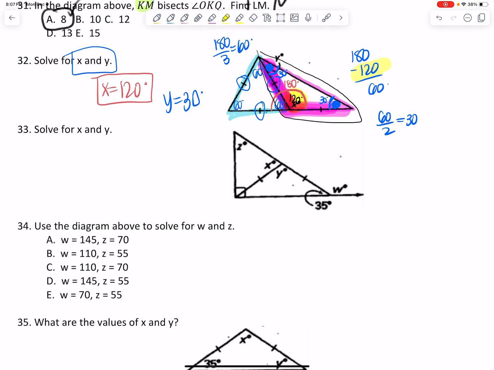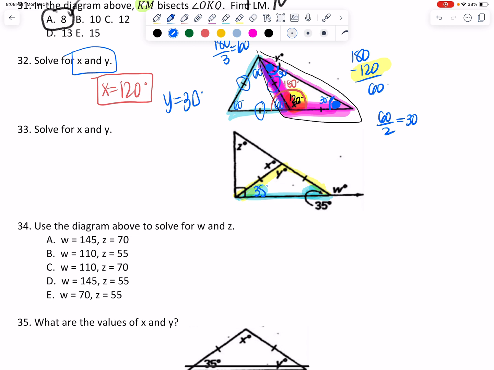Very similar problem on this next one. We've got an isosceles triangle here. There's the legs. I'm going to highlight the base a different color just to help keep us organized. It says that this is 35, so this base angle is also going to have to be 35.